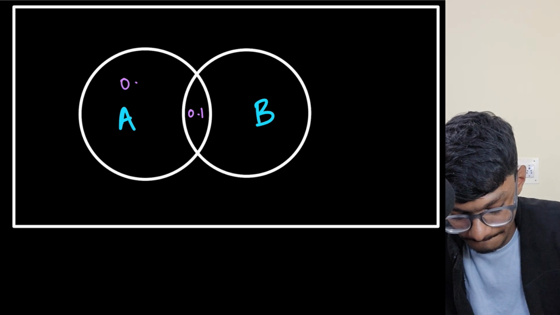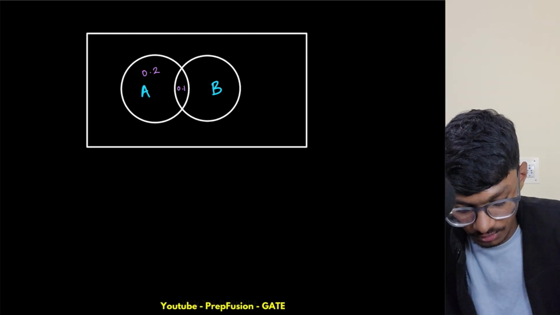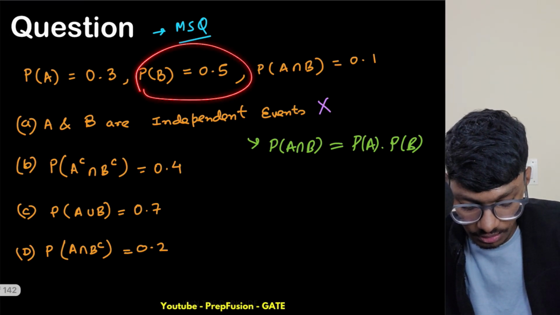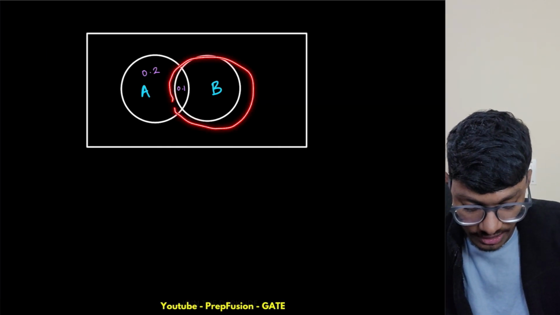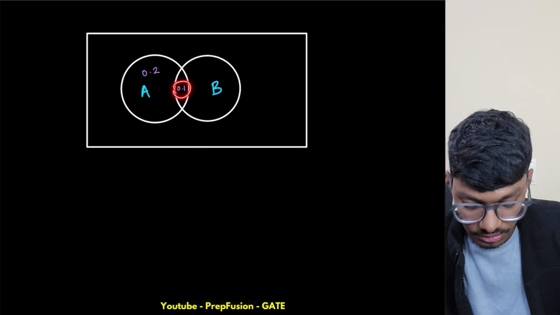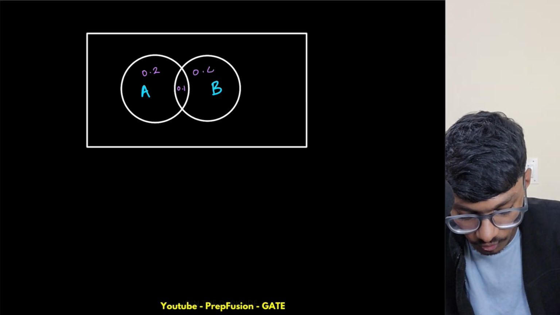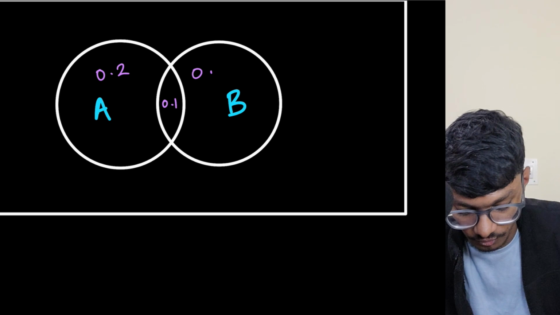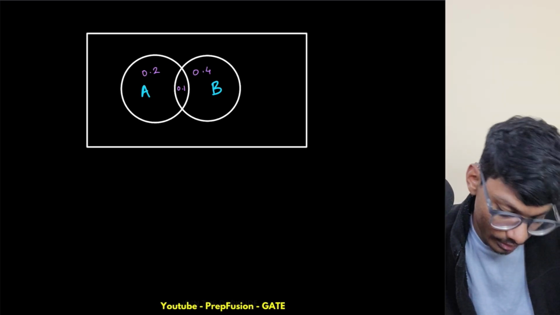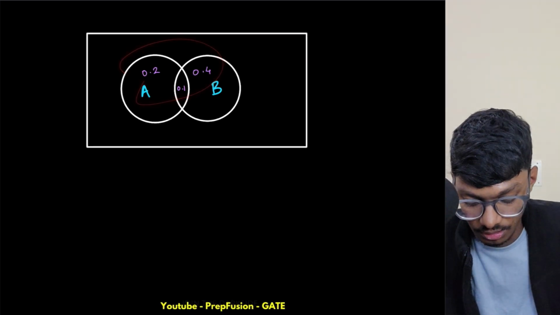be 0.2. Again the same thing only for probability of B is 0.5. So if this overall area is 0.5, this intersection area is 0.1, so this individual area will be 0.4. This individual area will be 0.4. Okay, so yeah, this is about this diagram.